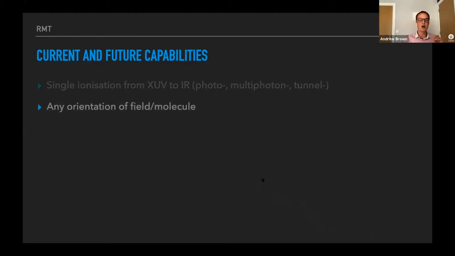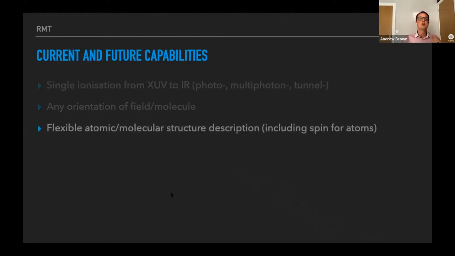We can now look at arbitrary polarization, which allows us to look at different orientations of molecules as well. We have this flexible approach to building up the atomic and molecular structure, so we can really see which atomic structure effects or which molecular structure effects actually manifest in, say, a time-dependent sphere. And that includes describing the spin for atoms, so we can look at things like spin polarization and so on.